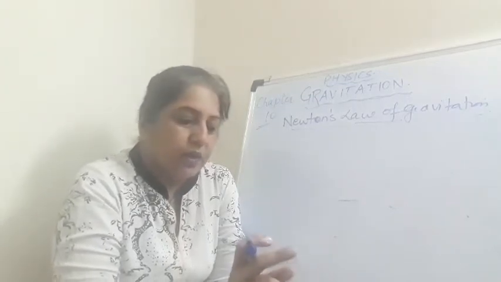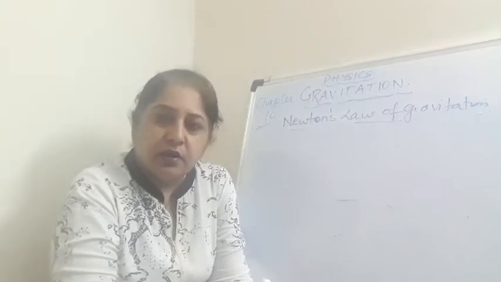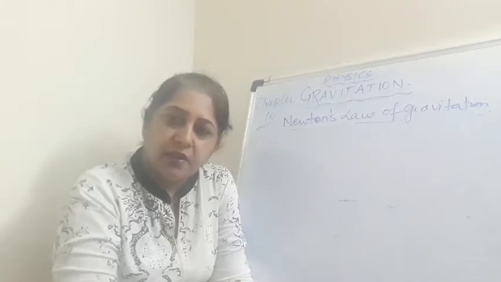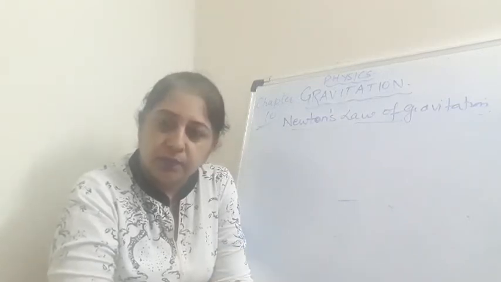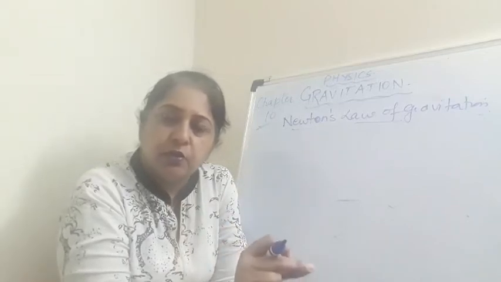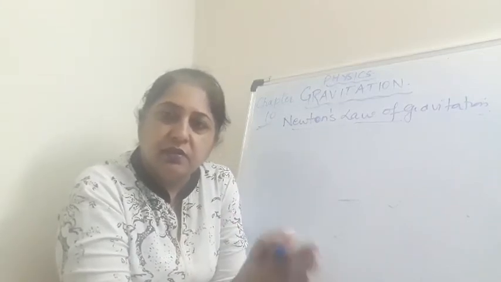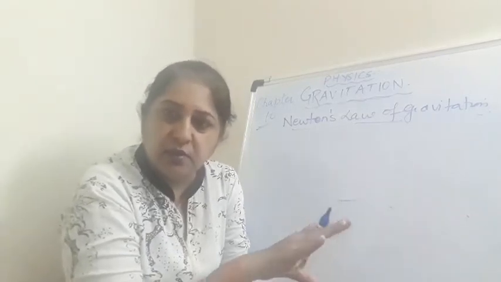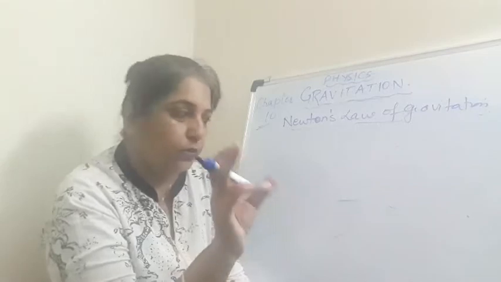By Newton's law of gravitation, every object in the universe attracts every other object by a force shown by capital F. That force is directly proportional to the product of the masses and inversely proportional to the square of the distance between them. This statement you will learn and write in your notebook.